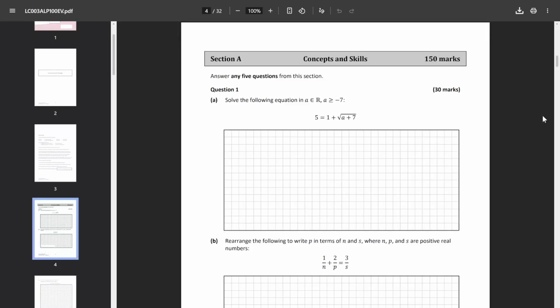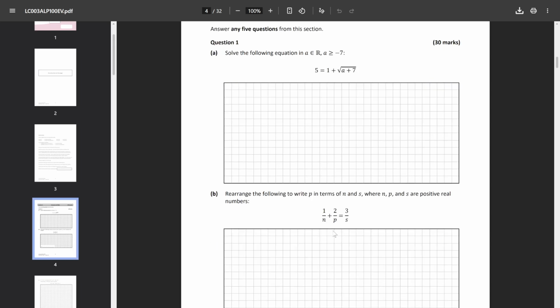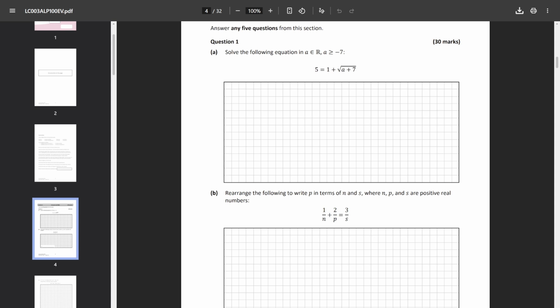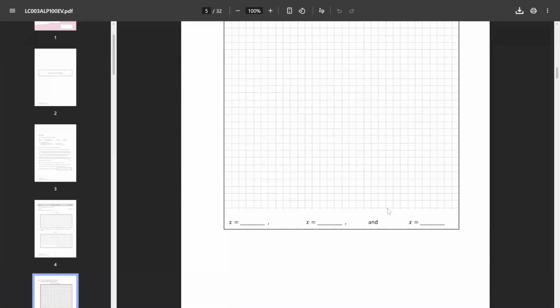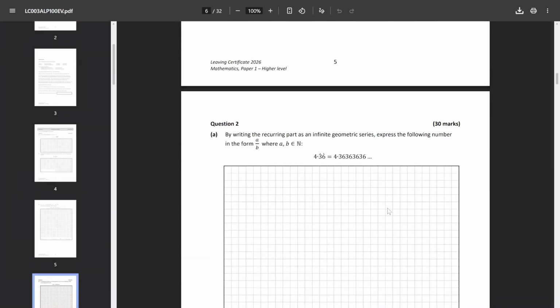Now, the first three questions were definitely ones a competent Junior Cert student could do pretty well. So we have this equation, so move the 1 over and square both sides, that's fine. And rearranging for p. So not too bad. Move it over, common denominators, swap them around and multiply by 2, so that's okay. And then some pretty nice root factor theorem questions. So question 1 is a delight. Definitely something to ease your nerves.